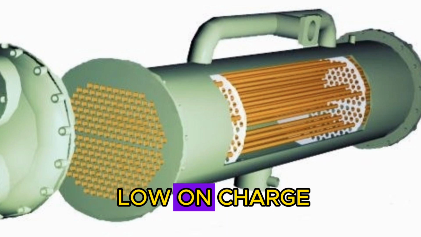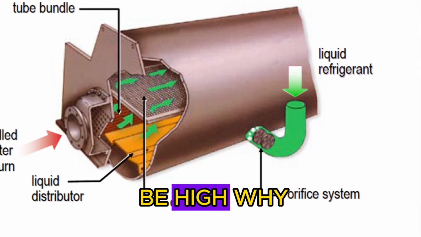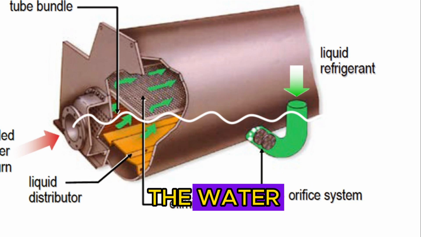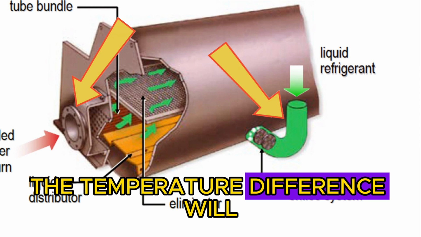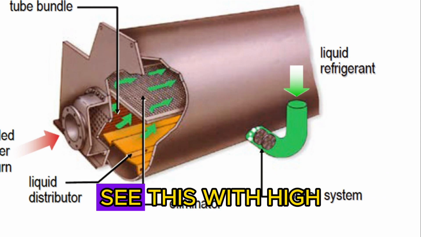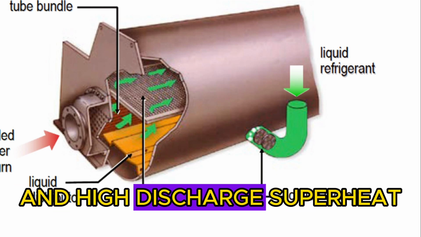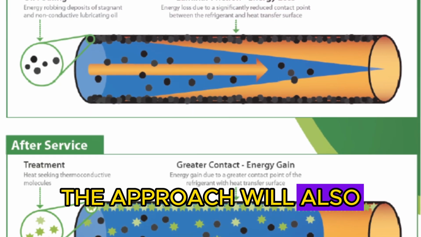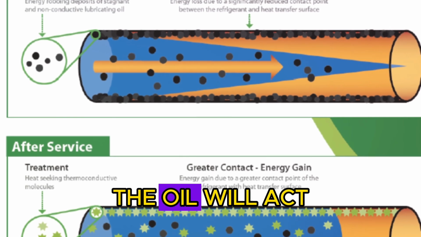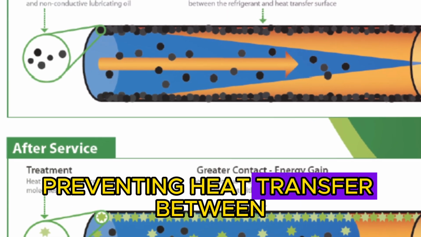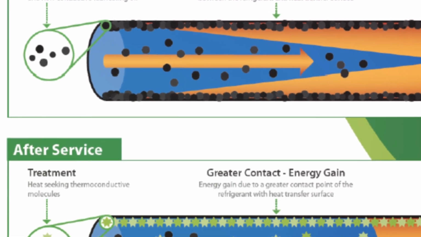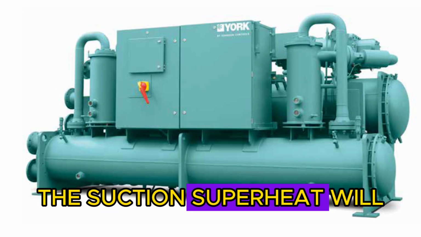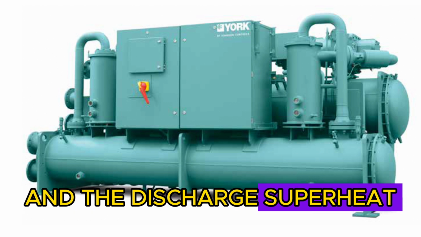If a system is low on charge, the evaporator approach will be high. Why? Because there isn't enough refrigerant coming into contact with the water. As a result, the temperature difference will be greater. You will also see this with high suction superheat and high discharge superheat. If a system has too much oil in it, the approach will also be high. Why? The oil will act as an insulator, preventing heat transfer between the refrigerant and the water. As a result, the approach value will be high. On the contrary, the suction superheat will be low, and the discharge superheat will be low.